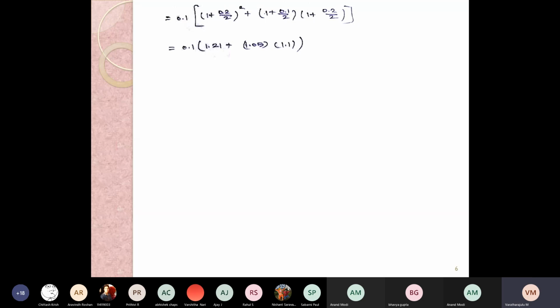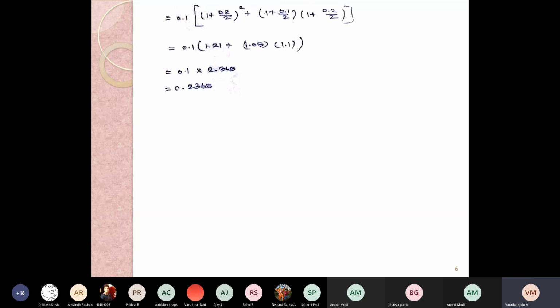Yes. 0.2 by 2 becomes 0.1 and 1.1 the whole square becomes 1.21, and for the second term we'll get 1.05, for the third term we'll get 1.1. By doing the simple calculation we'll get the result. That is, our k2 is equal to 0.2365. Please cross check the result. 0.1 into 2.365 becomes 0.2365.